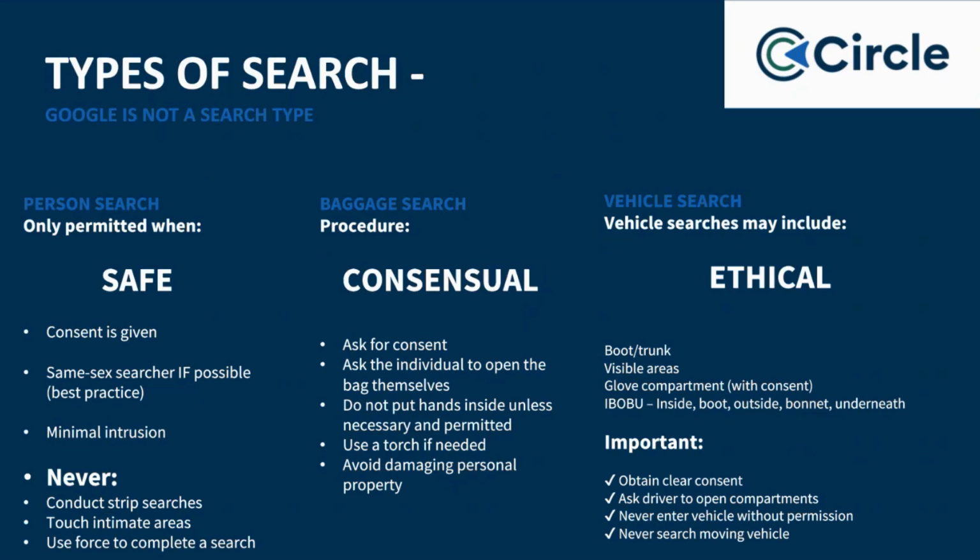Now, the types of search are a person search, a baggage search, and a vehicle search. All of these searches need to be in line with the SIA ethical standards, which is safe, consensual, and ethical. Are you searching them in a safe environment? Have you received consent to lawfully search? And is the search ethically in line with equality and diversity?